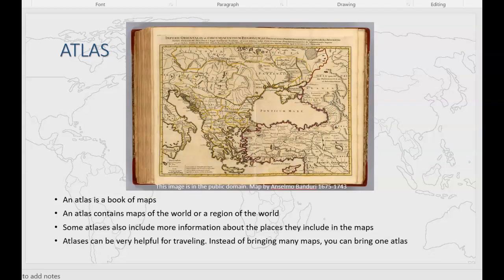An atlas. If you get a book of maps, then you have an atlas. Atlases used to be a commodity in every car. Your parents, maybe your grandparents, would carry an atlas in the car so that they could navigate their way around while traveling. They contain maps of the world. It can be a specific region. It can be individual states. Sometimes they include more information about the places, give you a little bit of detail, places you can visit, things of that nature. And they're very helpful for traveling.